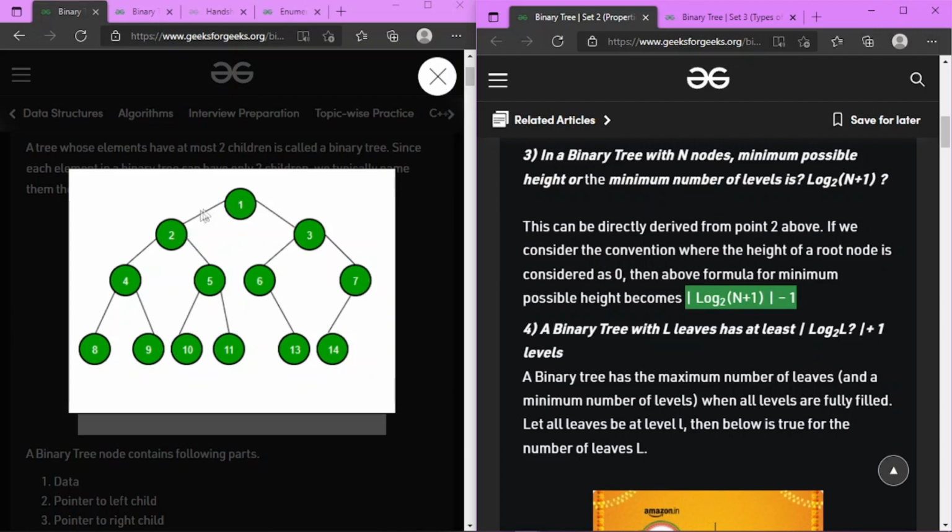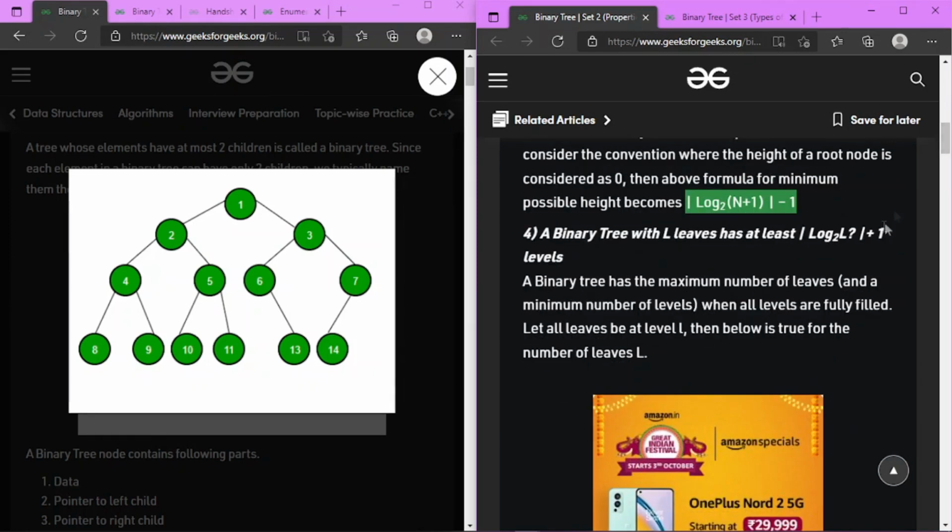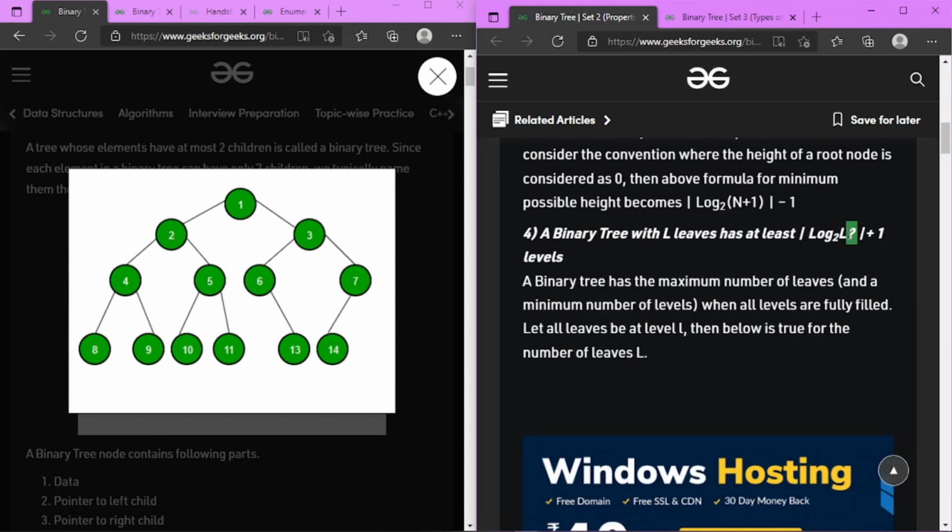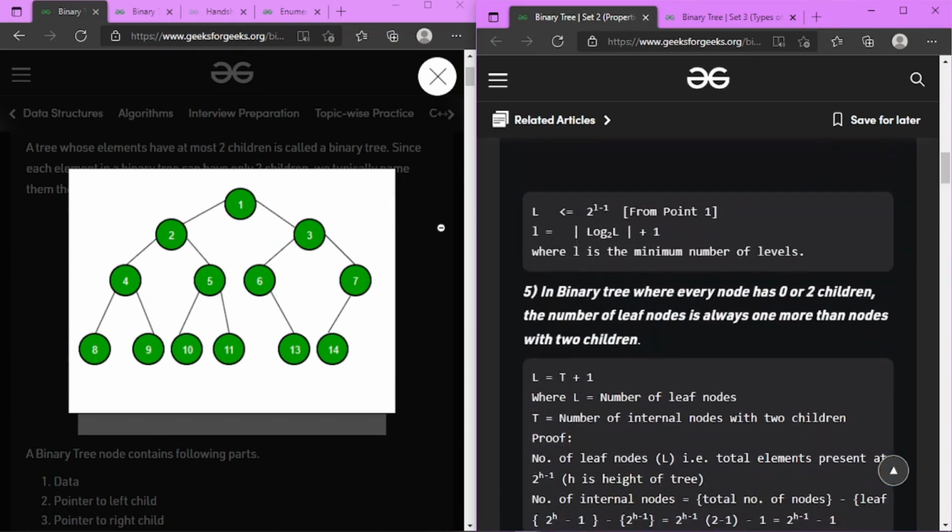So you also know that up to 7 elements, if there is a binary tree, then the height will be 2. Now coming to the next property, let's say you have L leaves, then the minimum number of levels will be equal to log of L base 2 plus 1. The question mark is just a typing mistake, so don't go on this one. It's just log L base 2 plus 1. So you can also measure it like this.